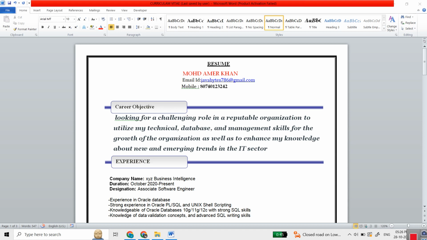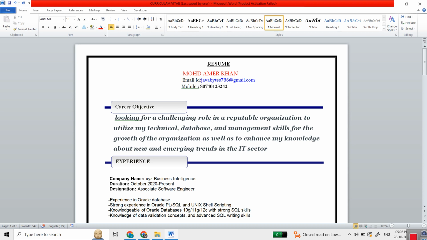So first thing is you need to mention your name, email, and mobile number. Apart from this, don't mention any other thing, because the first thing HR will see is how they can contact this guy. So from this there will be contact. So it is better to keep these three things only in the resume.